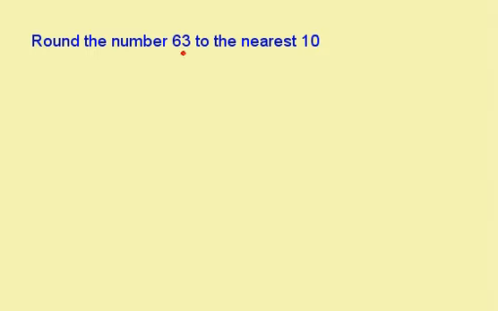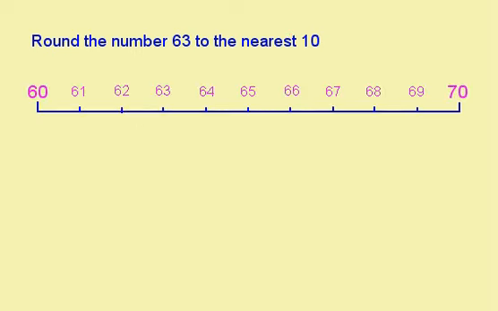I want to round the number 63 to the nearest 10. If I draw a number line, I can see that 63 is closer to 60 than it is to 70. So 63 to the nearest 10 is 60.